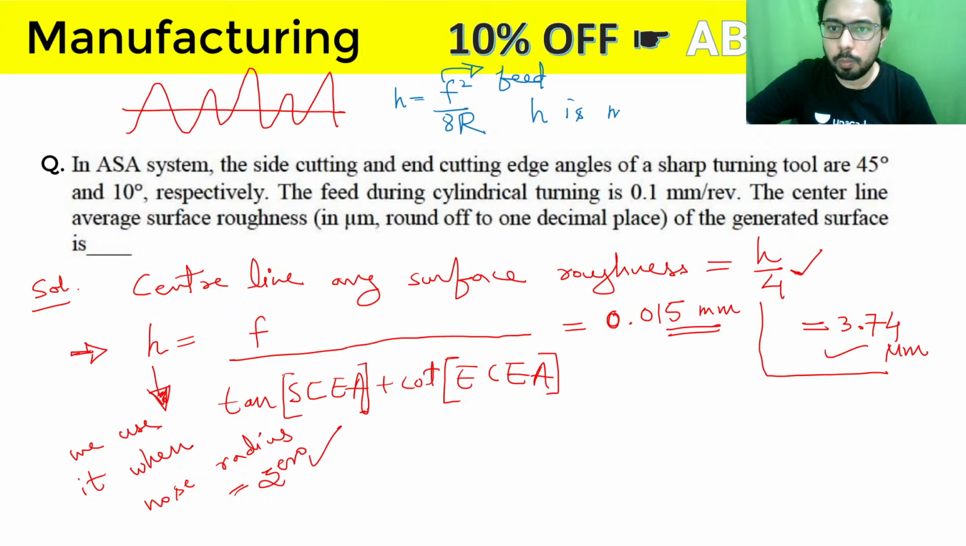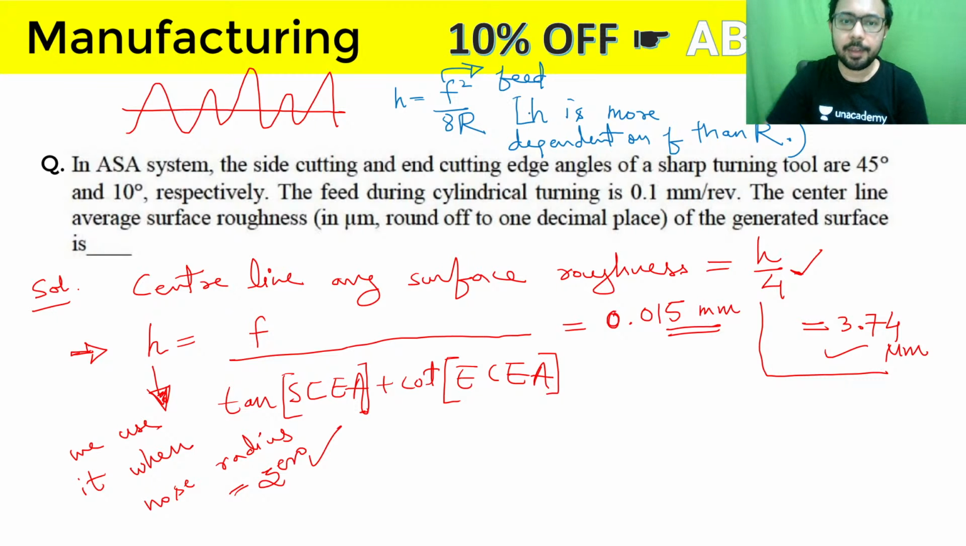So h is more dependent on f than r. In this formula, f is in square while r is not in square, it is simply there. So h will change more quickly with f due to f being squared. Just remember this little tidbit, that surface roughness will be more dependent on feed rate than on the nose radius. So these are the surface peaks and valleys, and as you can see, one line we can draw is the center line, the average surface line, over which and under which the surface roughnesses will be the same. This is what we calculate as the center line average surface roughness.